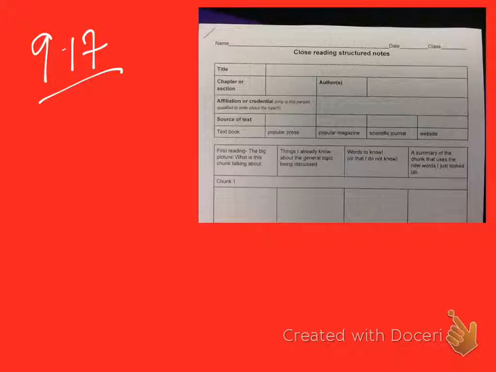Are there chapters or sections in this? Are you dealing with a larger book? No. It's just an article. It is just an article. Okay. Once you've got that, find the author.